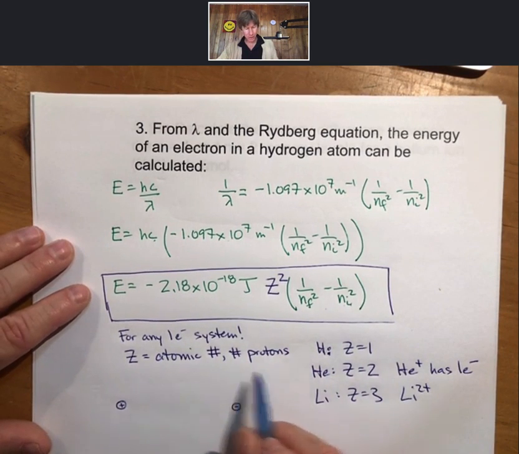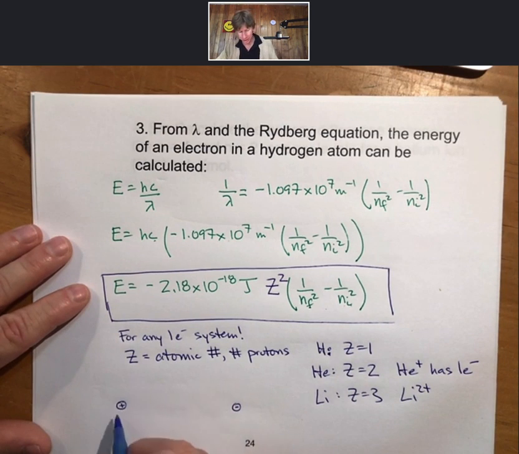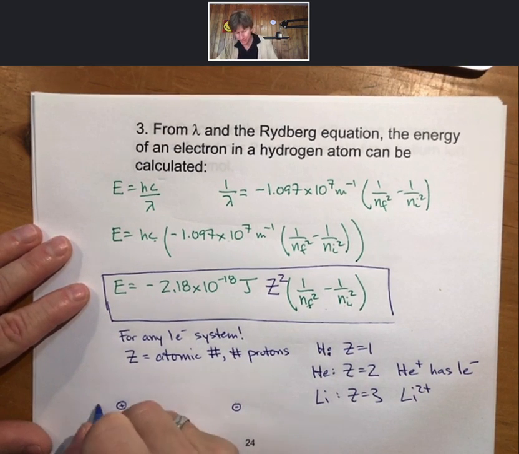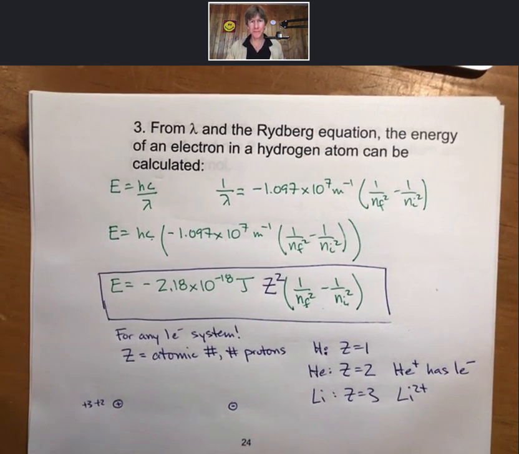And now that we're doing it for a 1 electron system, the nucleus could be plus 1, plus 2, plus 3, but it's still calculating the energy between 2 things, and that we can do. And I'm happy to explain more about that in office hours as to why that is, that it's only 2 particles, but for now, it works very well.